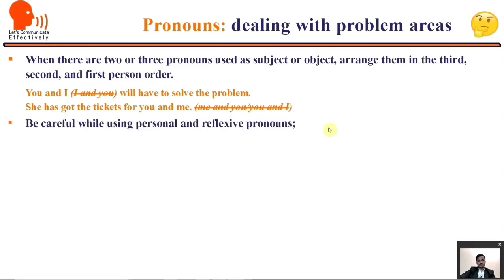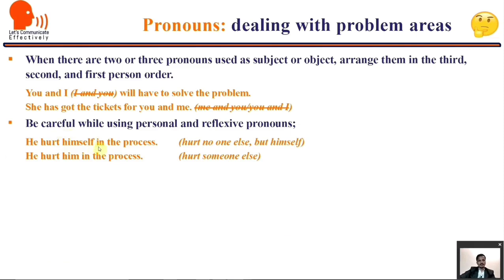Be careful while using personal and reflexive pronouns. Look at the example. He hurt himself in the process. Hurt no one else but himself. He hurt him in the process. Here he hurts someone else and not himself.